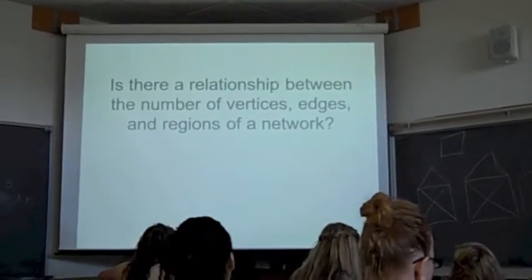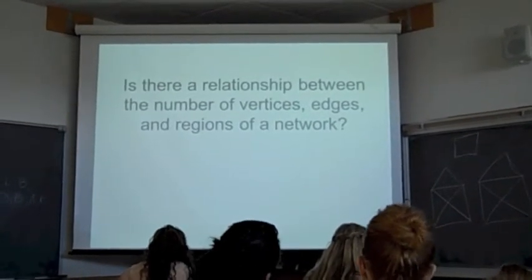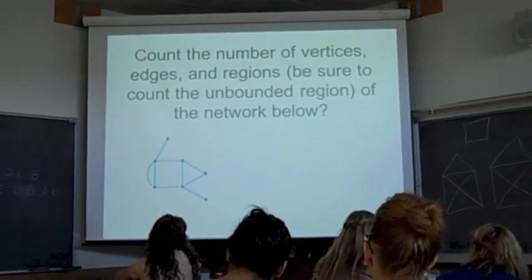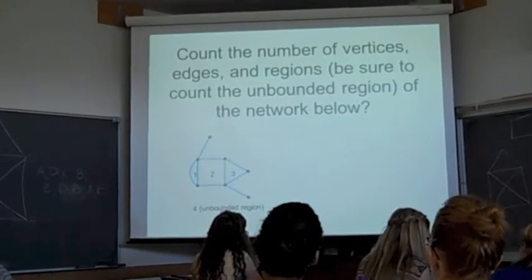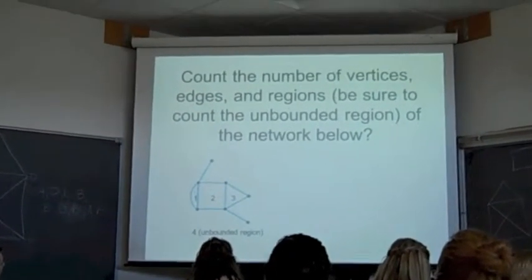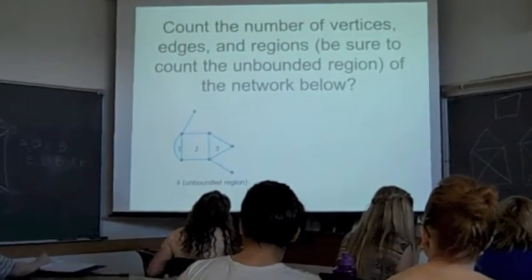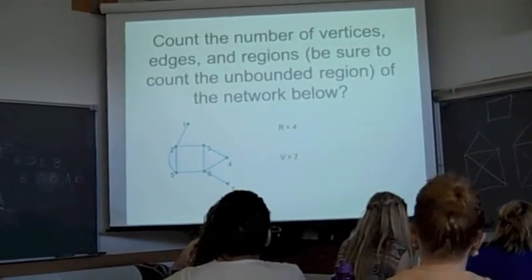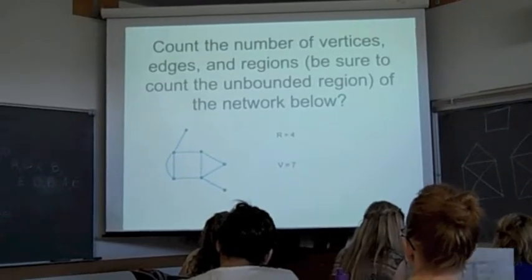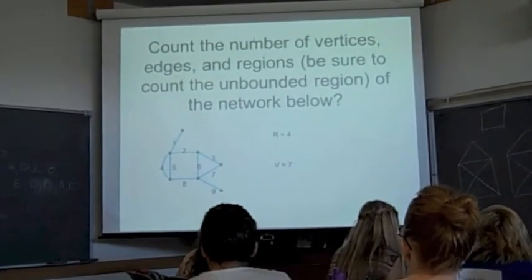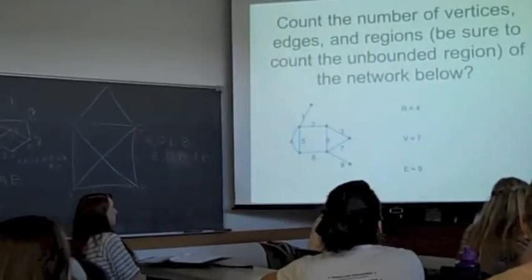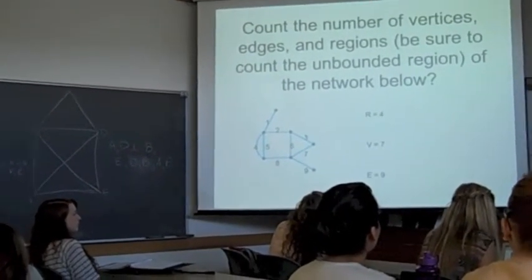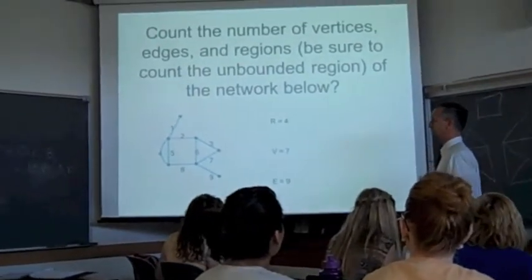Is there a relationship between the number of vertices, edges, and regions of a network? So if we count the number of vertices, edges, and regions, we get 4 regions. It says be sure to count the unbounded region. That's the region that's out around the whole thing. So 4 regions. If you count the vertices, we get 7. And if you count the number of edges, that's the segments or curves, we get 9. Is there a relationship between them? Yes, and we've run out of time.